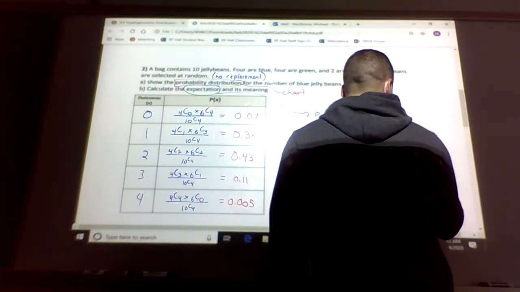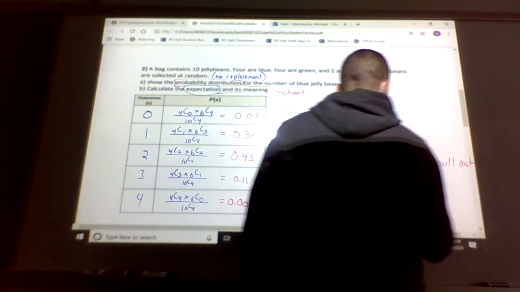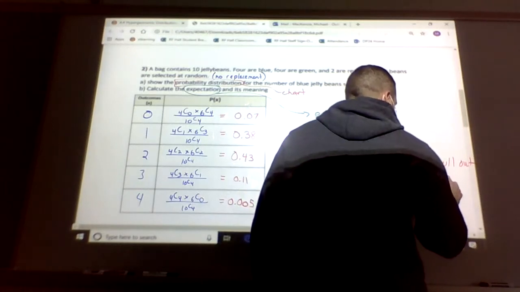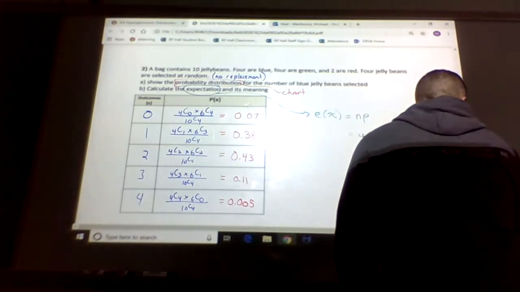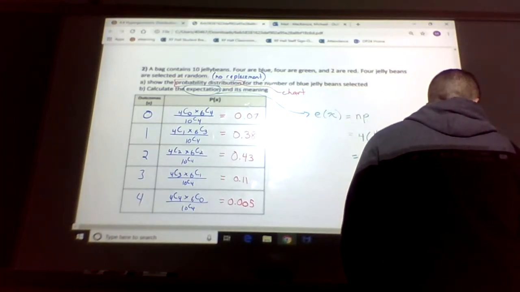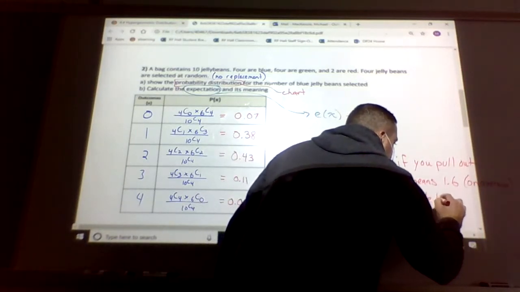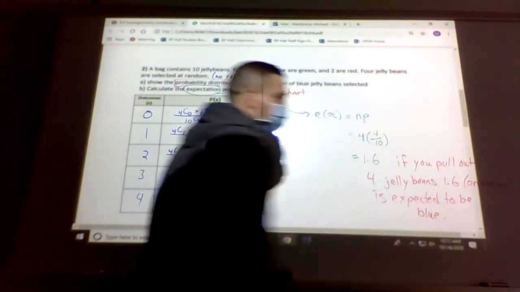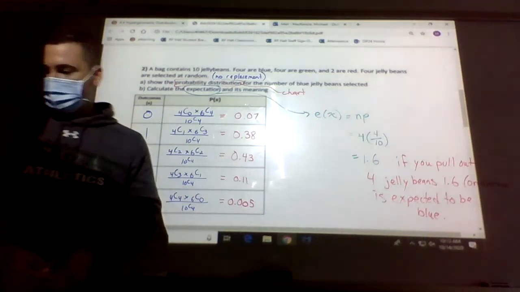So if you pull out 4 jelly beans, 1.6 on average is expected to be blue.